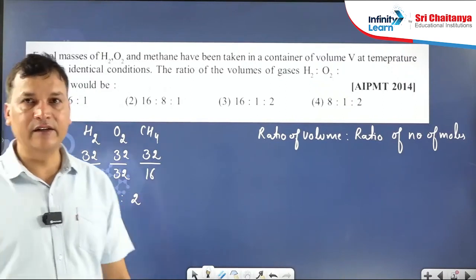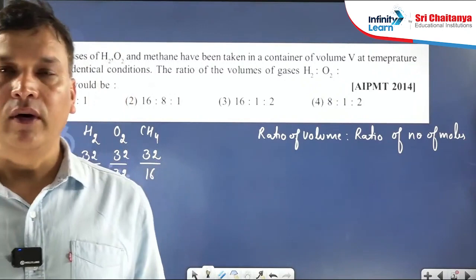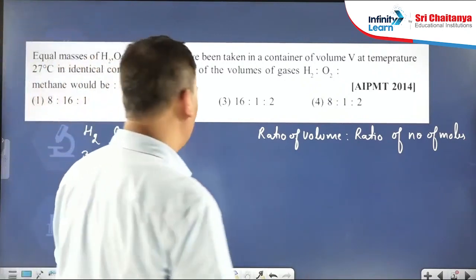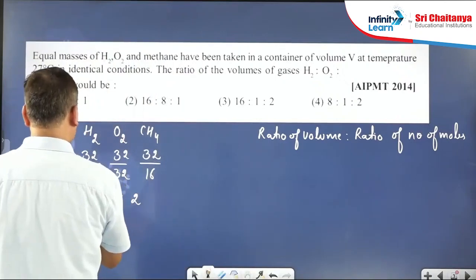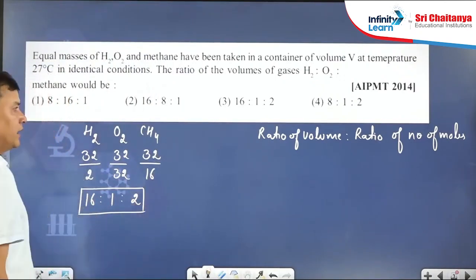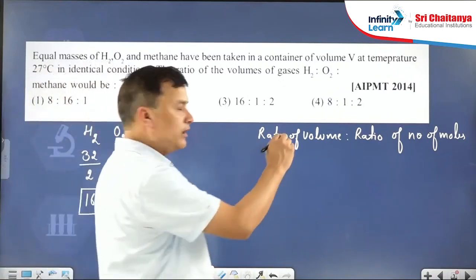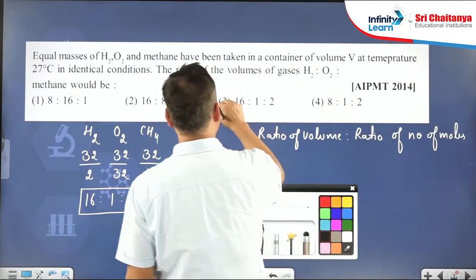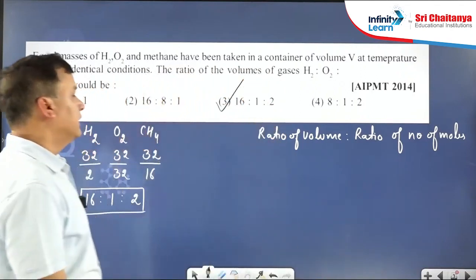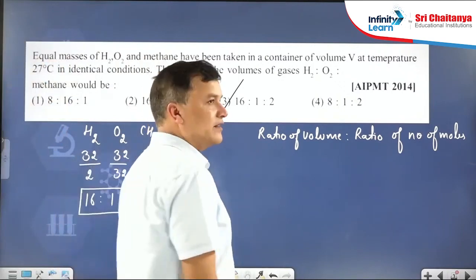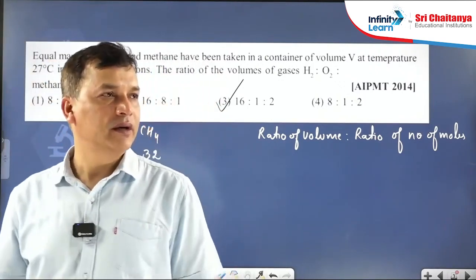So for the gases, the ratio of volume is equal to the ratio of their number of moles. So the ratio is 16 : 1 : 2. Is that clear or not? Please tell me. So dear student, we have the correct option. Which one is the correct option then? That is the third. Is that clear? I will move to the next slide. Please respond for the question.